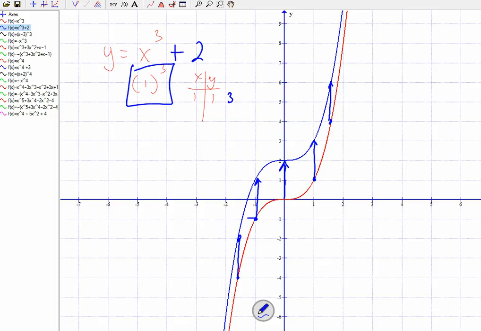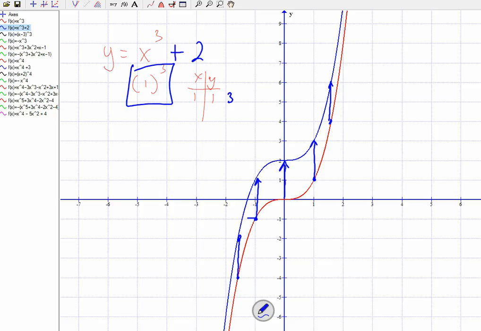So input 0, output 0. But now when you do plus 2, input 0, output 2. Input 1, output 1, but now when you do plus 2, output 3. Output 4, but now we're outputting 6. Right? Every output is 2 more. That's what the plus 2 does. All right. Now I don't know how to get rid of all this stuff. But the period is just about over.